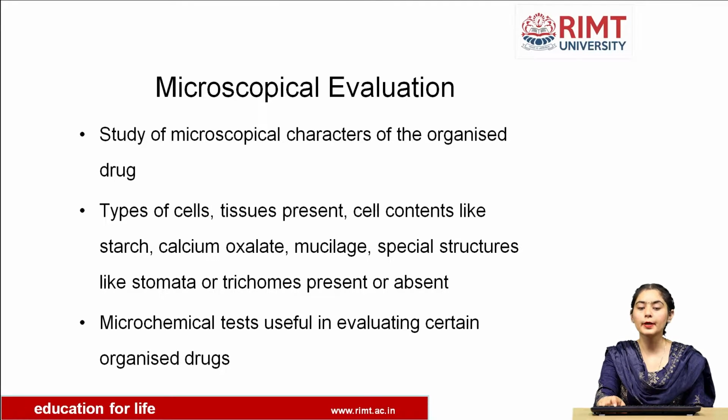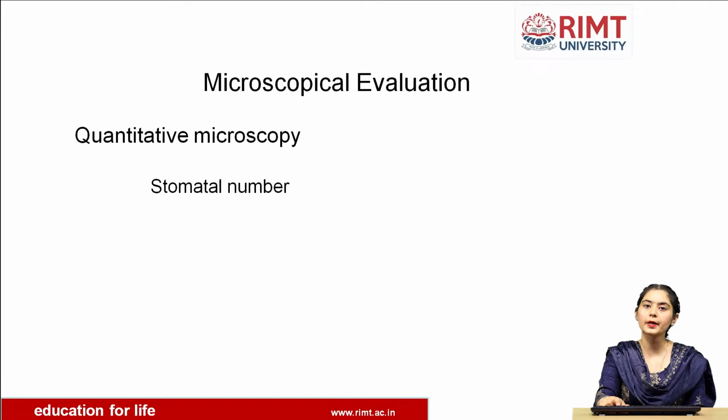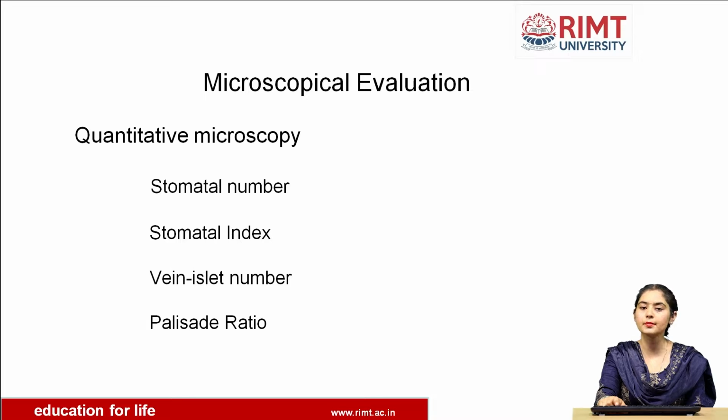And microchemical tests are also useful in evaluating certain organized drugs. Microscopical evaluation also covers quantitative microscopy. Quantitative microscopy includes stomatal number, stomatal index, vein islet number, and palisade ratio. Stomatal number is the total number of stomata present per unit area. Stomatal index is similar, and vein islet number is the number of vein islets per square area. Each and every plant has different characters that differ from one plant to another.